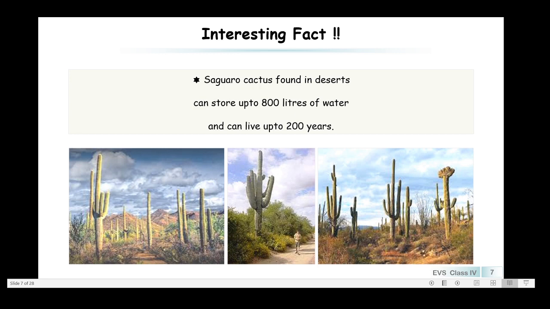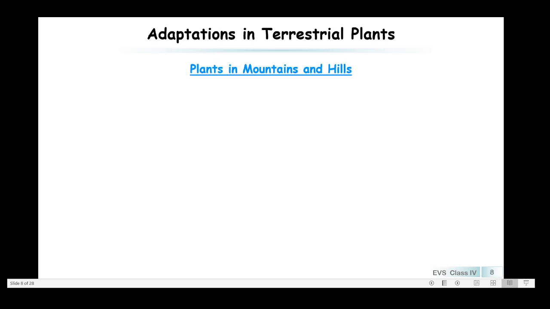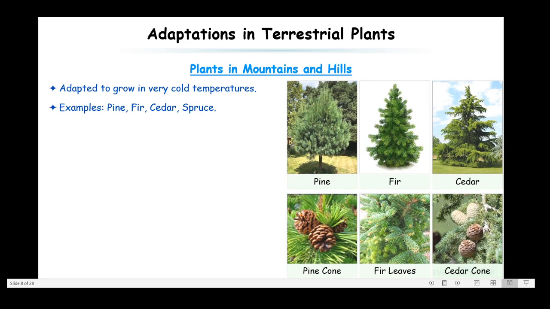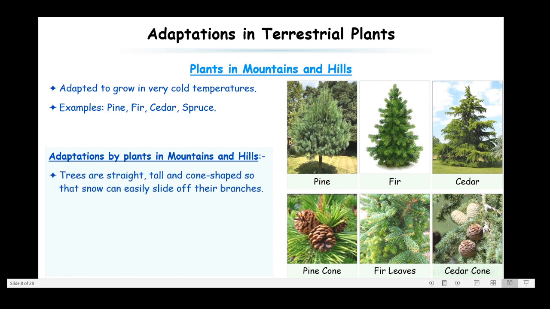So with this fact, we'll switch over to the next landform, that is plants that are found in mountains and hills. They are adapted to grow in very cold temperatures. Mountains remind us of snowfall and the cold temperature, right? Examples are the pine, fir and cedar. So let us see what adaptations are shown by plants in mountains and hills.